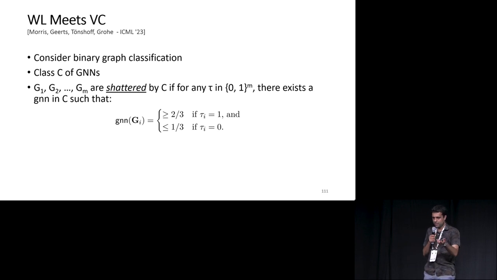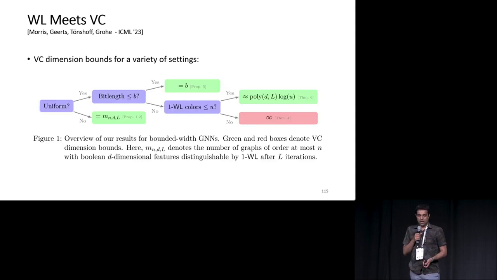Okay, so there's this nice work from ICML last year, which tries to understand VC dimension of graph neural networks in the binary graph classification setting. I won't go into the details, but they basically determine a variety of settings under which you can actually tightly characterize the VC dimension. So this gives some insight into generalization capabilities.